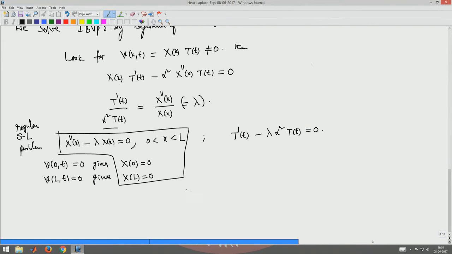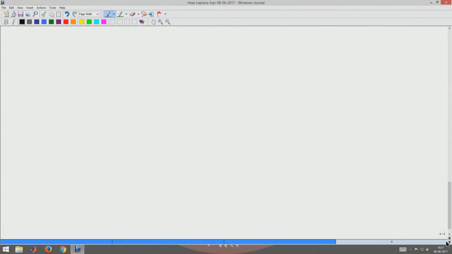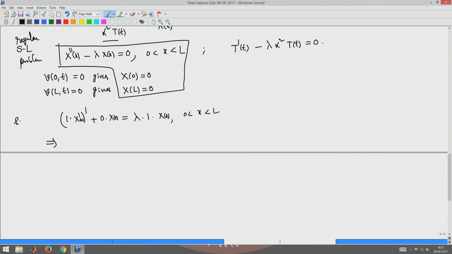Okay. So, this is your regular Sturm-Liouville problem, which is already in the self-adjoint form. So, this is what we know: X double dash, p is 1, q is 0, plus 0 times X equal to lambda times 1, w is 1, where X(x) means X of x, with x belonging to 0 to L. So, it is already in the self-adjoint, or Hermitian, form. Once it is in self-adjoint form, you know that the eigenvalues are real. So, this implies lambda is real.